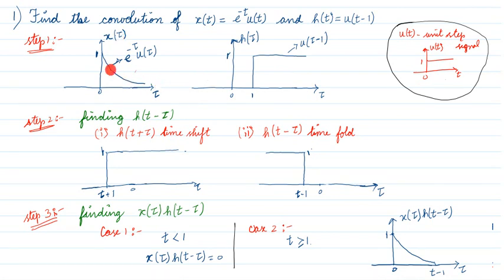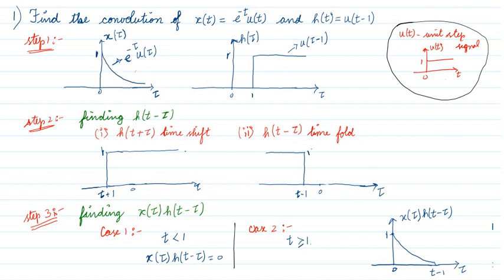E power minus tau. You can check using your calculator. You put tau value 0, e power 0 is 1. Tau value 1, e power minus 1, e power minus 2, it keeps on decreasing. E power minus 5 will be very close to 0. As tau increases, it decreases. That's why we say it is an exponentially decaying signal.